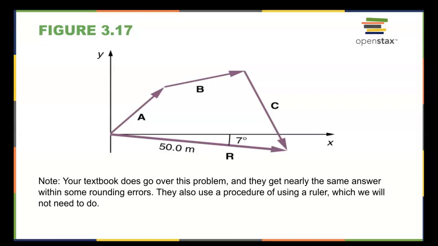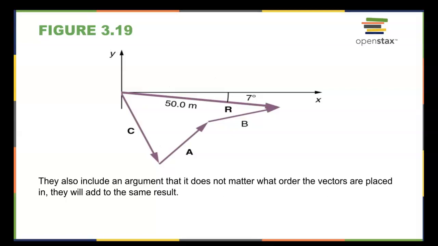I do want to point out your textbook goes over this problem, so if you want to see it gone through again, you can do that. They get the same answer to within some rounding errors on their part, and they also use a procedure, like I said, that engineers tend to do that we're not going to do, where they're using a ruler to sketch these all out to scale with one another. They also make an argument that it doesn't matter what order you add the vectors together. You could do c plus a plus b and get the same resultant, which is what you're seeing here. That's the associative property.